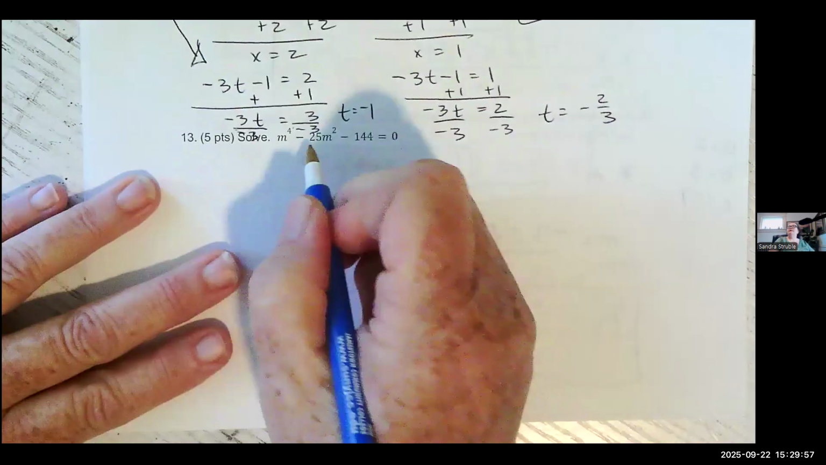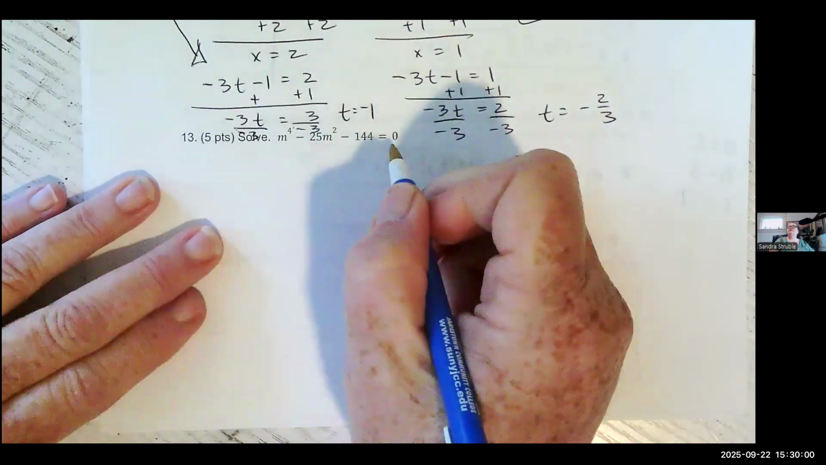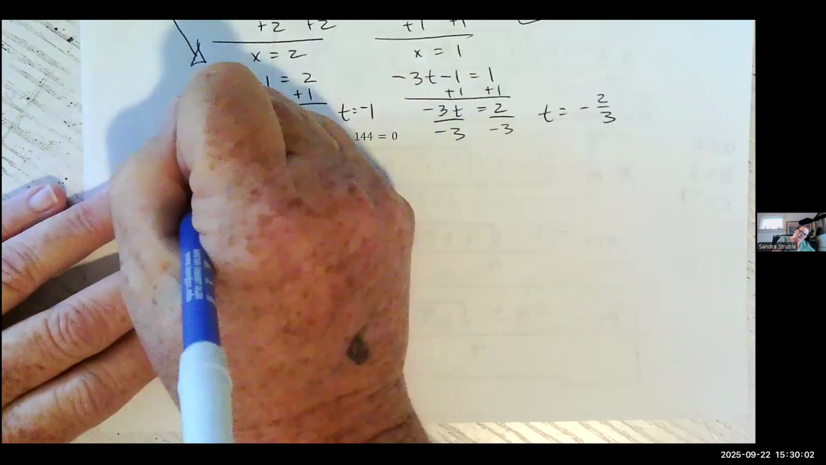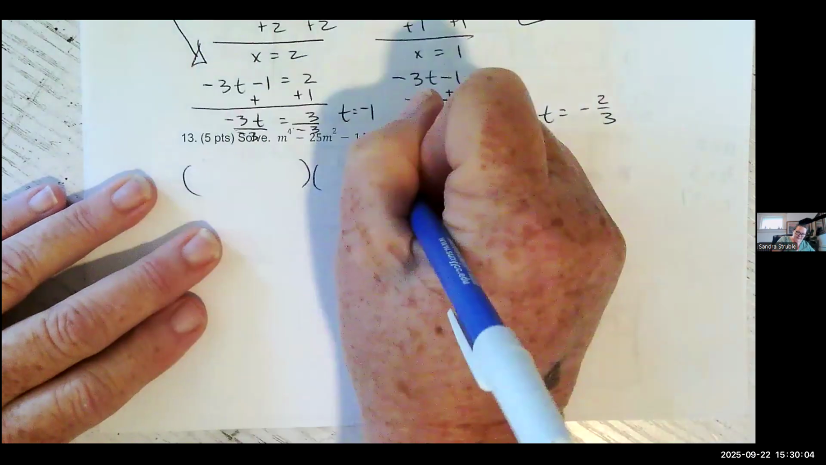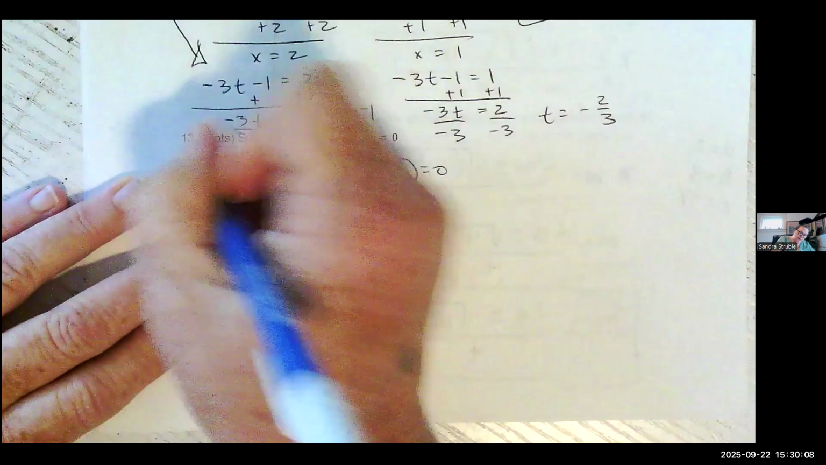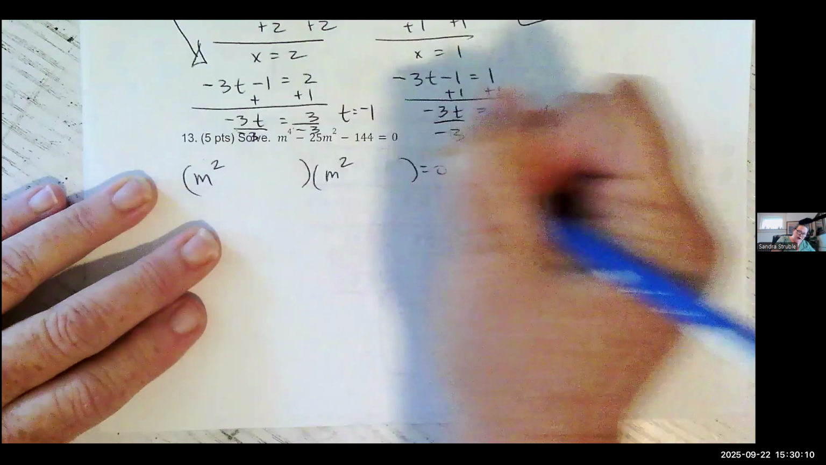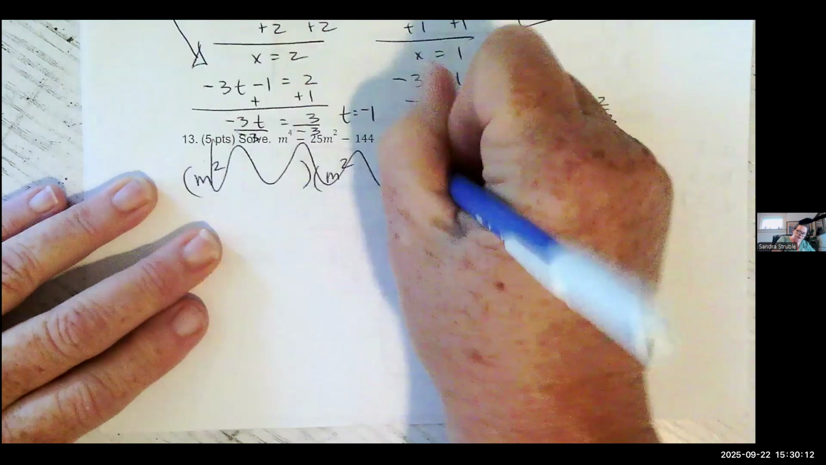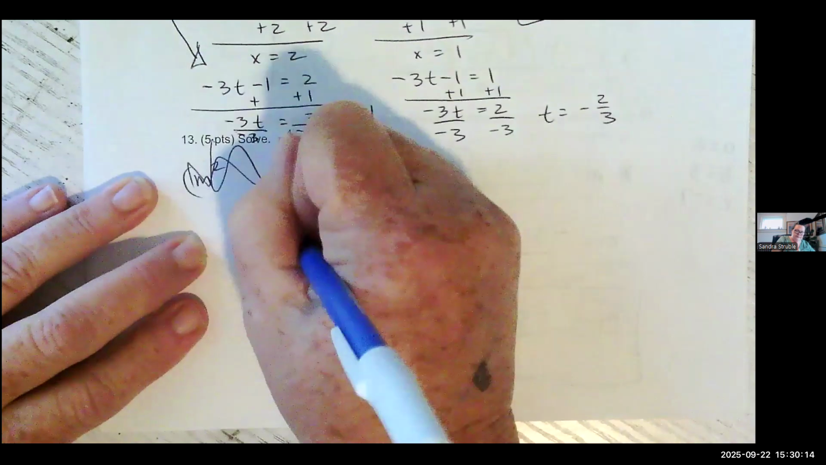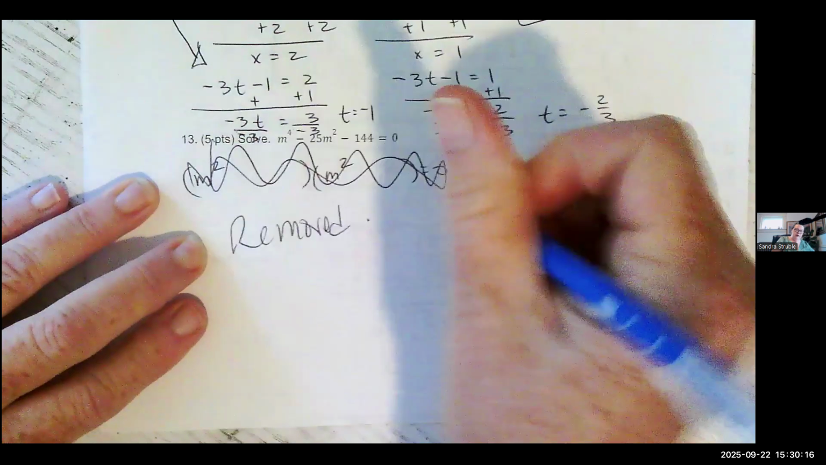m to the fourth minus 25m squared minus 144 is equal to 0. So I can go ahead and factor. We've got m squared, m squared. Oh, nope, I removed this one. So sorry, y'all. Removed. This needed to be plus. I forgot. All right, next one.